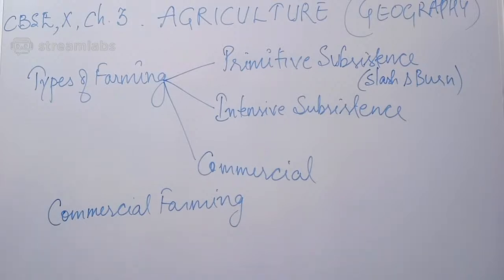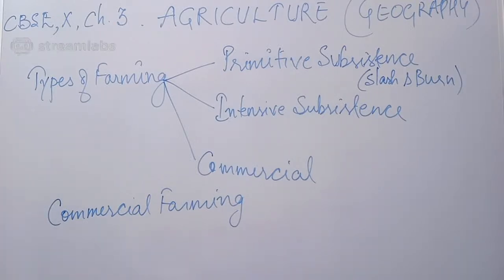Now my first point is, today I am going to start with types of farming. When we talk about types of farming, in total there are 3. The first one is primitive subsistence farming. The second one is intensive subsistence farming, and the third one is commercial farming. So now let's move to the first point, that is types of farming.